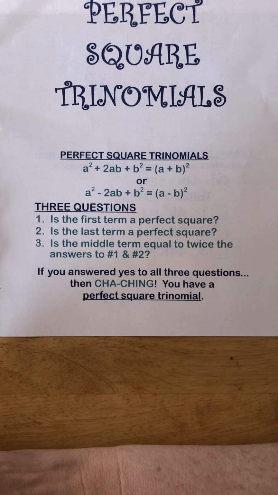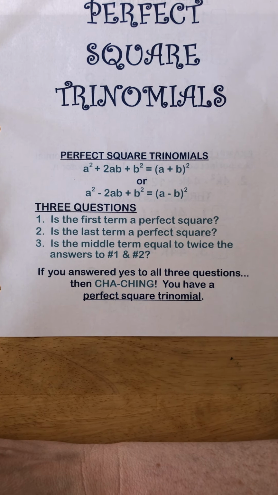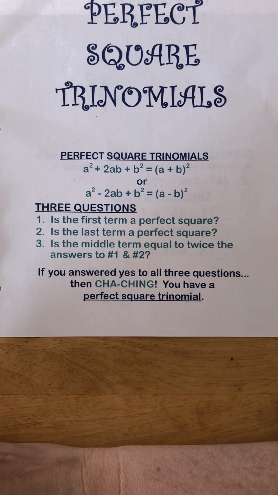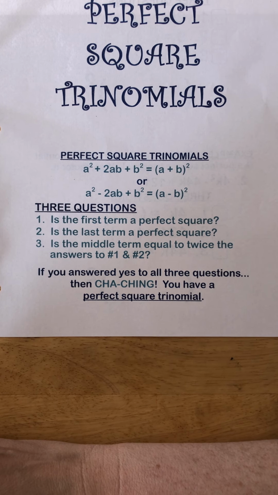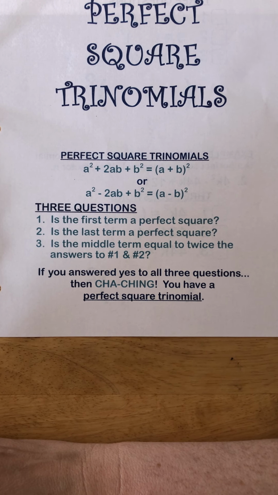The first question is, is the first term a perfect square? So the very first term must be a perfect square. The second question, is the last term a perfect square? So the third and final term in your trinomial must also be a perfect square.